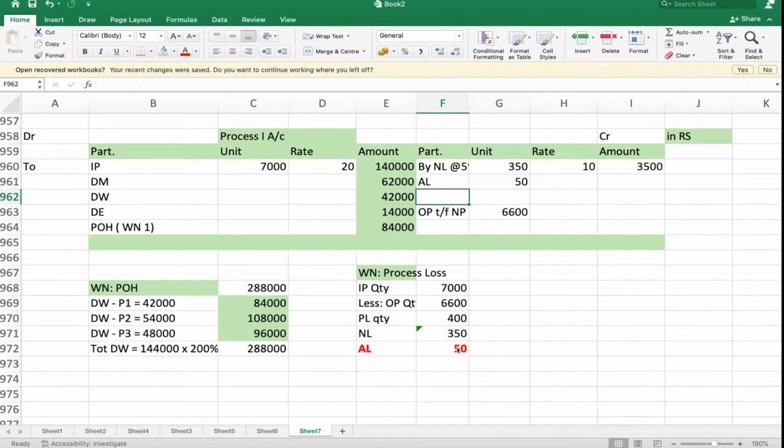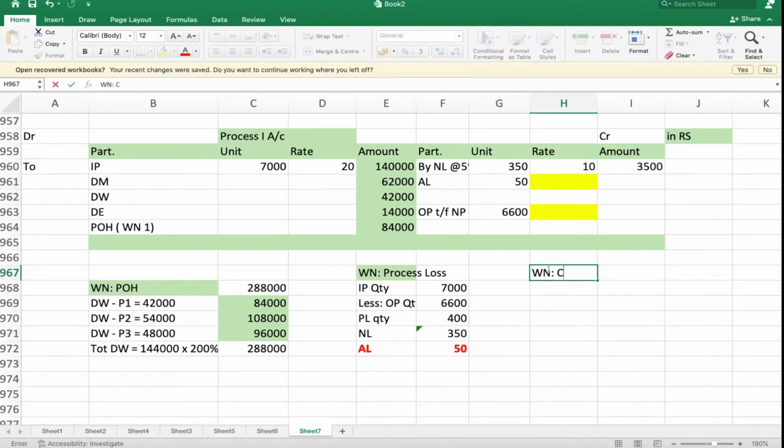Up to this stage, understood? Now we need 2 important things. What are the things you need? The value of abnormal loss and the output. In this process you have produced 6,600 quantity output, and abnormal loss over and above the normal loss happened 50. What is the rate? What is the value for the same? That we have to identify. For that, you have to prepare the next working note. The 2 working notes are important with respect to the first segment.